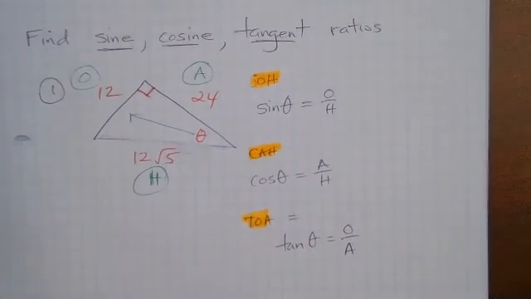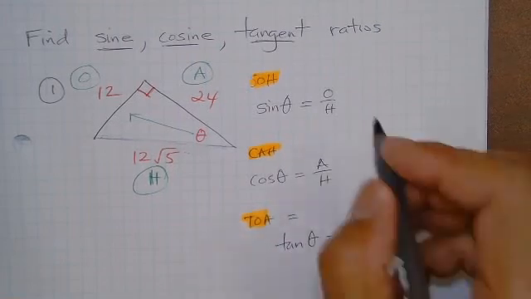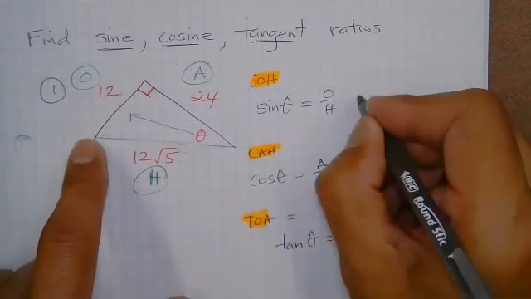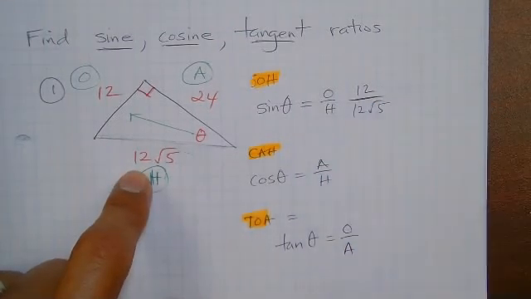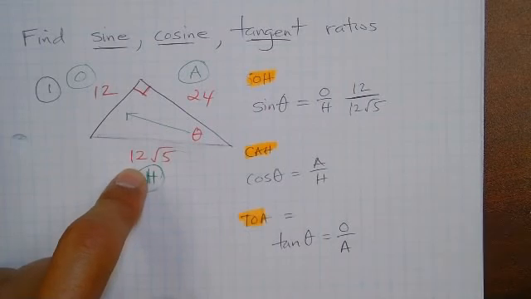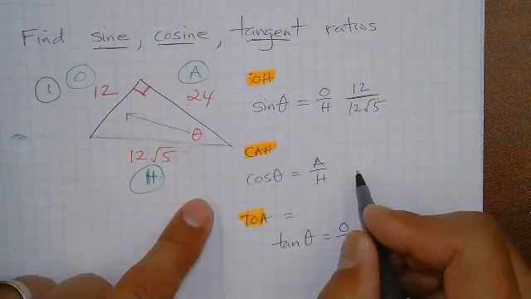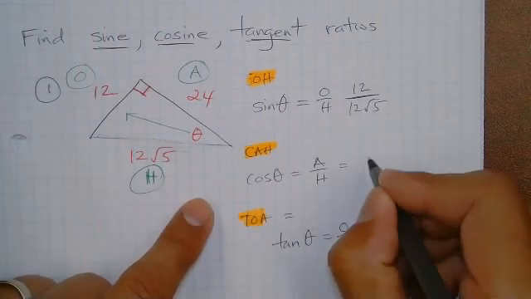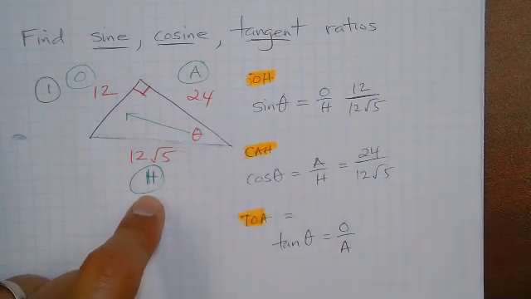All right, and I'm sure you can do this, but here's the new stuff. All right, let's see. When you set this up, O over H is going to be 12 over 12 root 5. You guys agree? Yeah, that's right, but it's not finished. And the answer, when you check it on the worksheet or in the book or wherever, it's not going to look anything like that. And you're going to be like, why am I getting them all wrong? You'll see right now. Cosine is going to be what? A is 24 over 12 root 5.